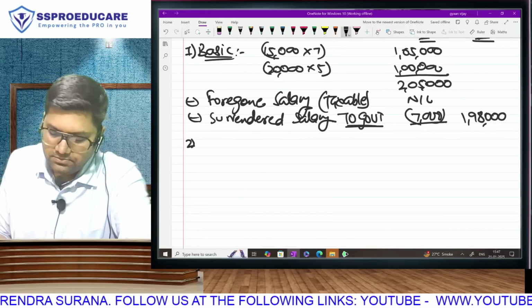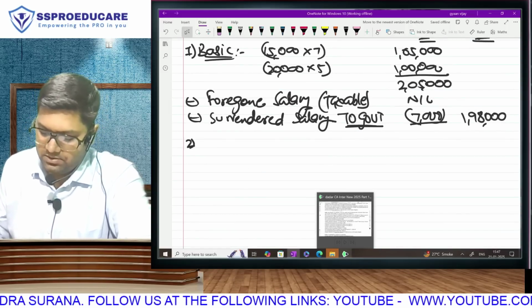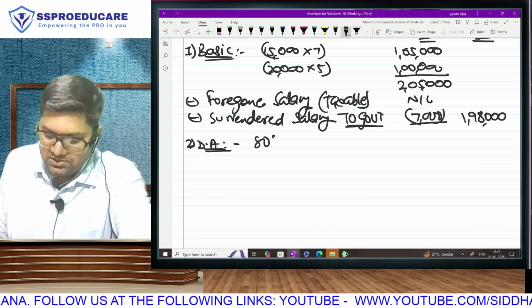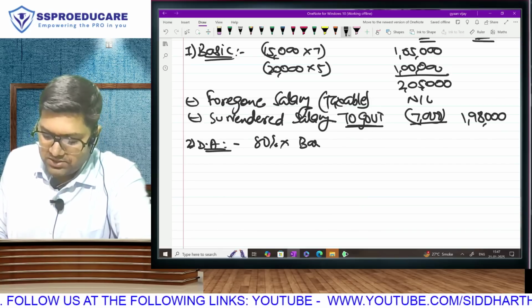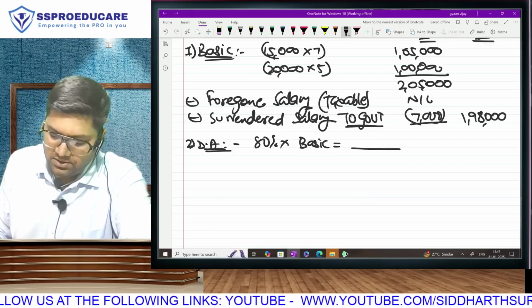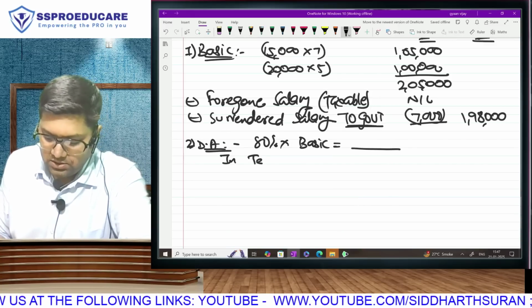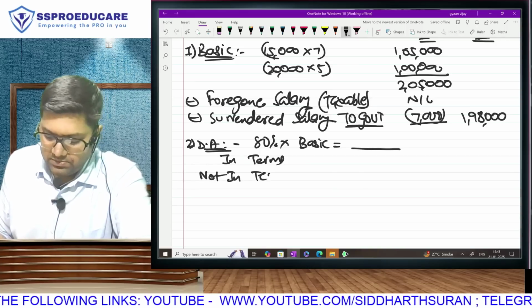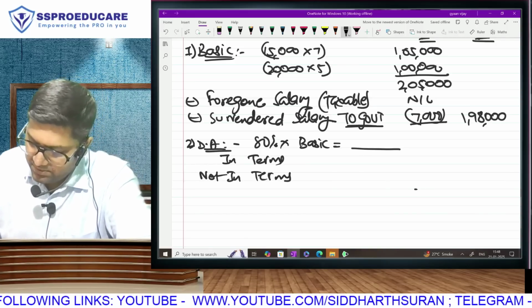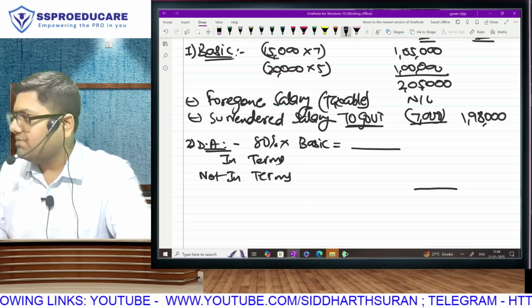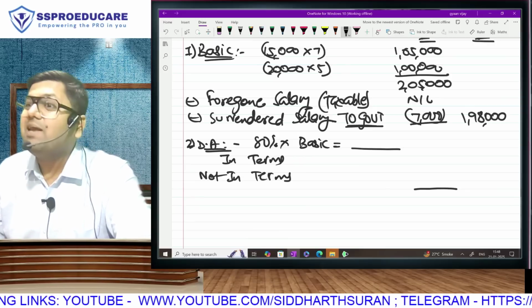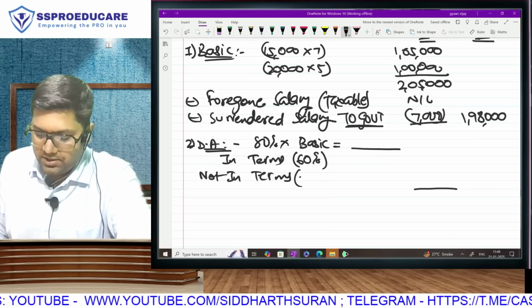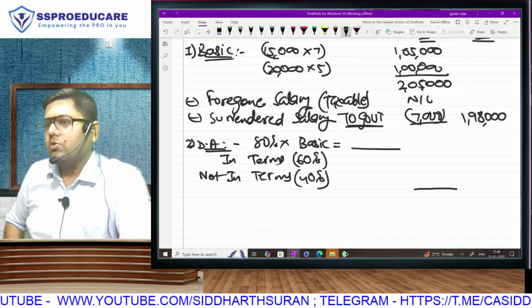Next, second, dearness allowance. The total that he has received is 80% of basic. So whatever is the total that we will write here, we also know that out of this total, some portion is in terms, some portion is not in terms. We also know whatever be the breakup, in terms or not in terms, that total will be taxable, but we still need the division because for some calculations we need only the in terms, for some calculations we need both.